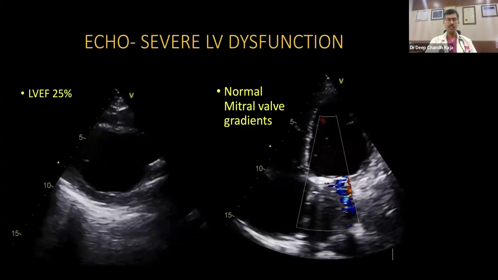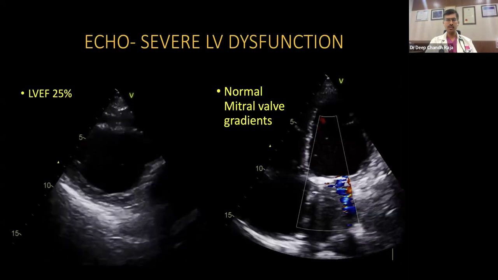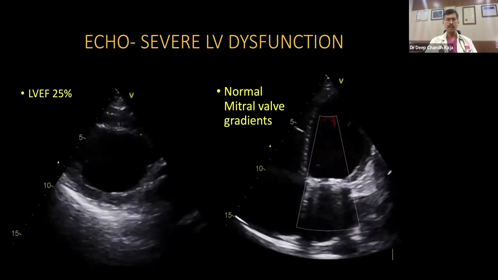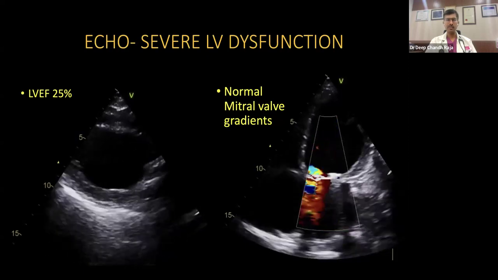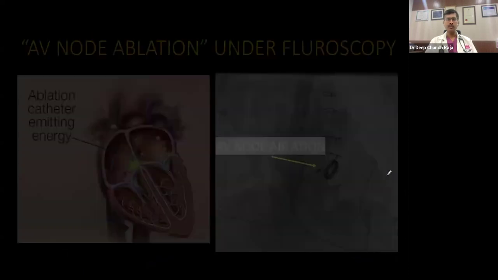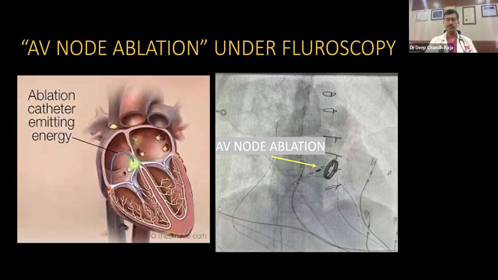That's the ECG, and that's the echo of the patient, where you see the mitral valve, global hypokinesia of the left ventricle, a dilated left ventricle, poorly contracting. So how do we go here? I would prefer to ablate the AV node, and that's exactly what was done in this case, AV node ablation.